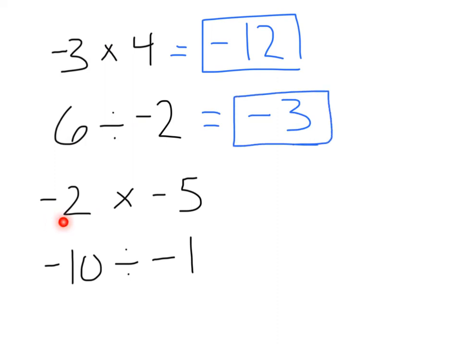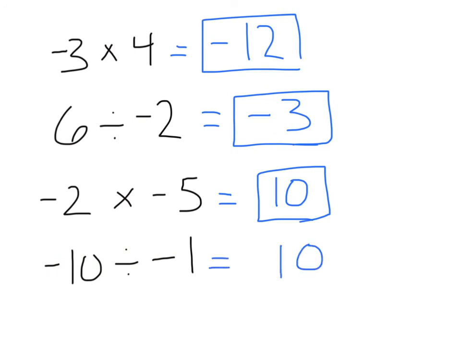Next up, we've got negative 2 times negative 5. We've got a negative times a negative, so we know the answer is going to be positive, and it's going to be positive 10. Last, we've got a negative 10 divided by negative 1. Again, a negative divided by a negative is going to give us a positive, and this is also going to be a positive 10.